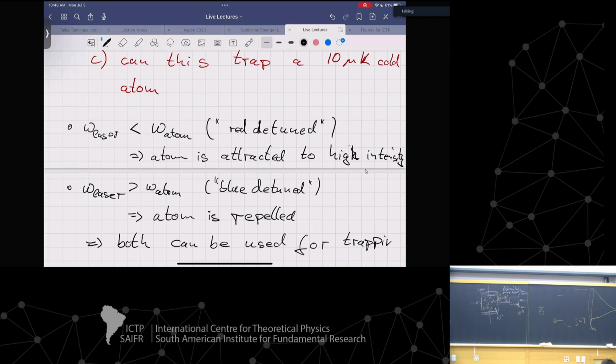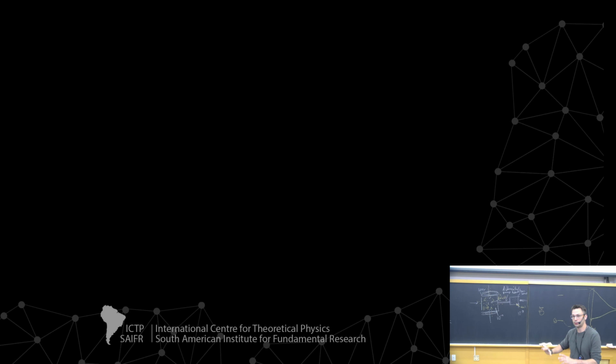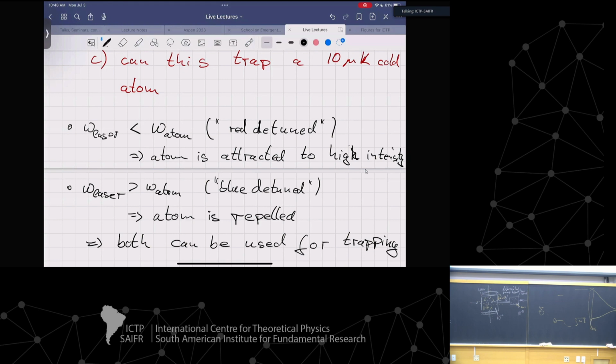It's only that the first situation is quite a bit easier. In the second situation, somehow you have to create a laser beam that basically has a hole in the middle. So you want to make something that has no intensity in the middle, and then whenever the atom would move left or right, it gets pushed back. It's what people call a bottle beam. It's a bit weird.